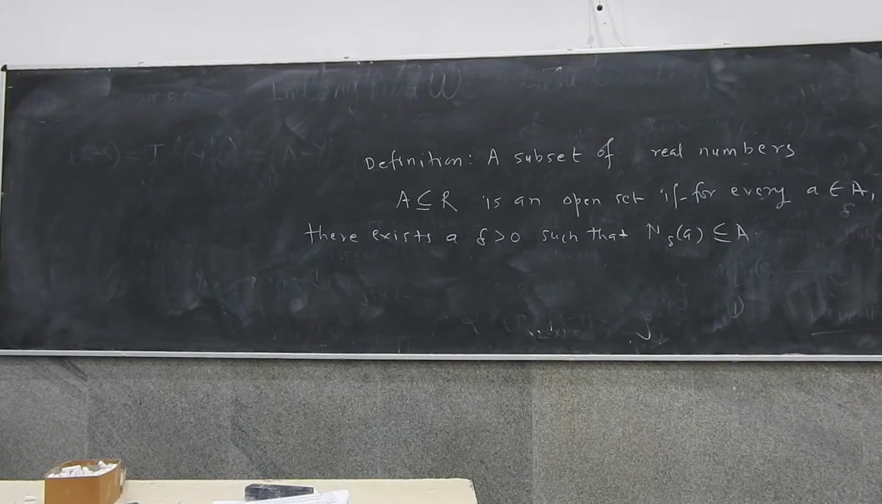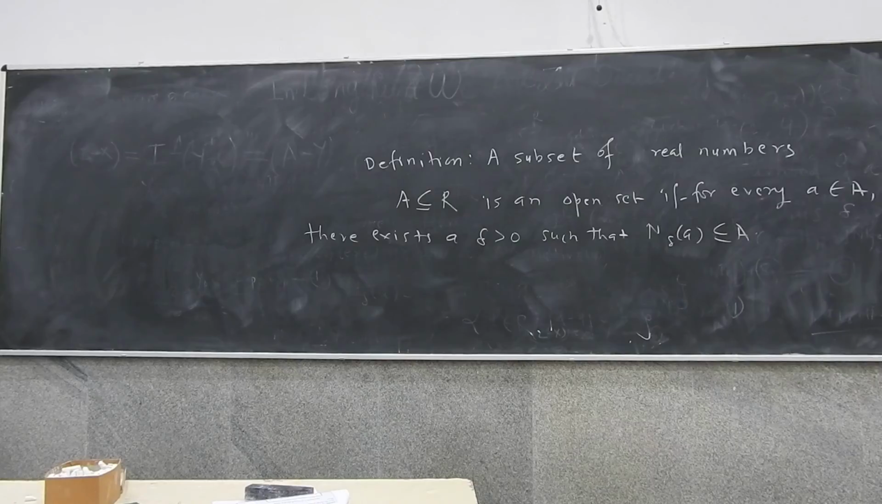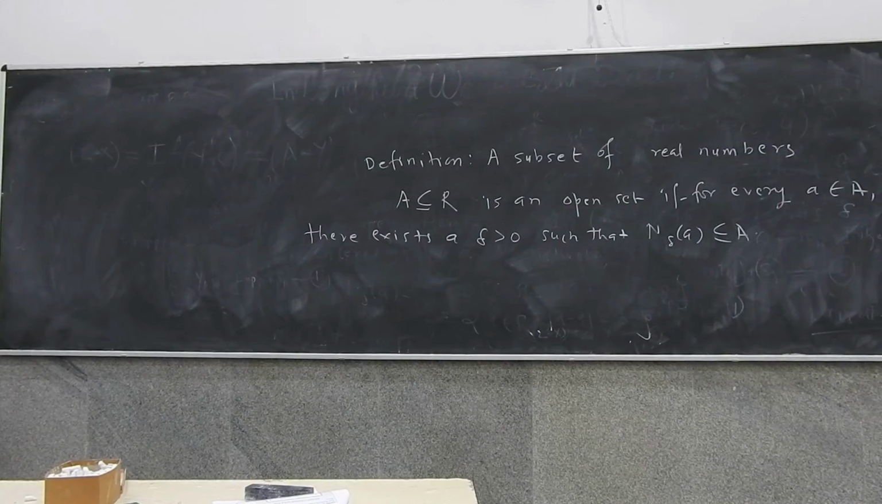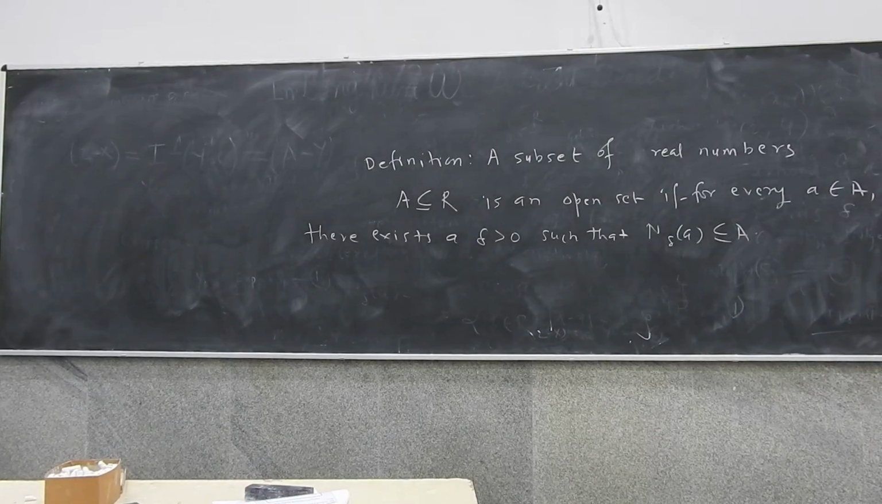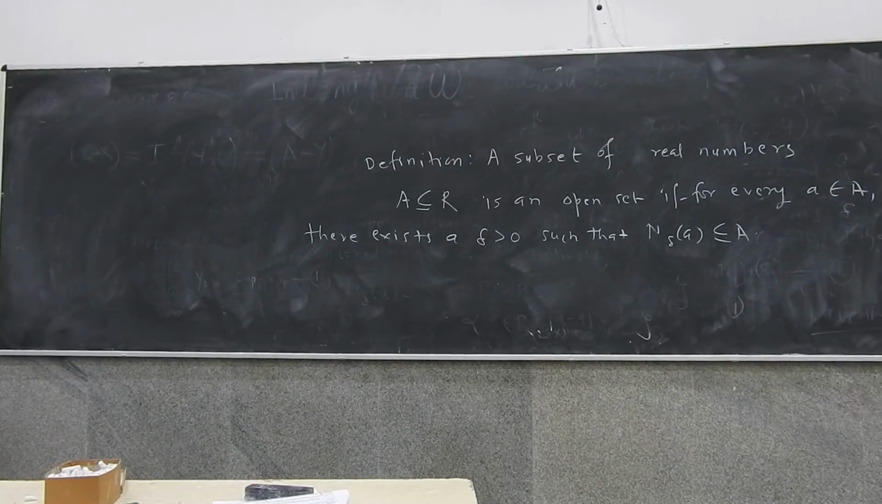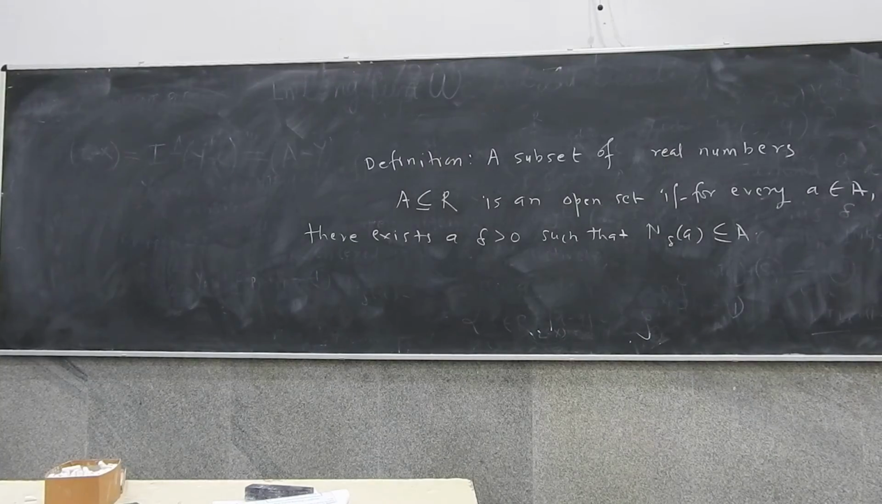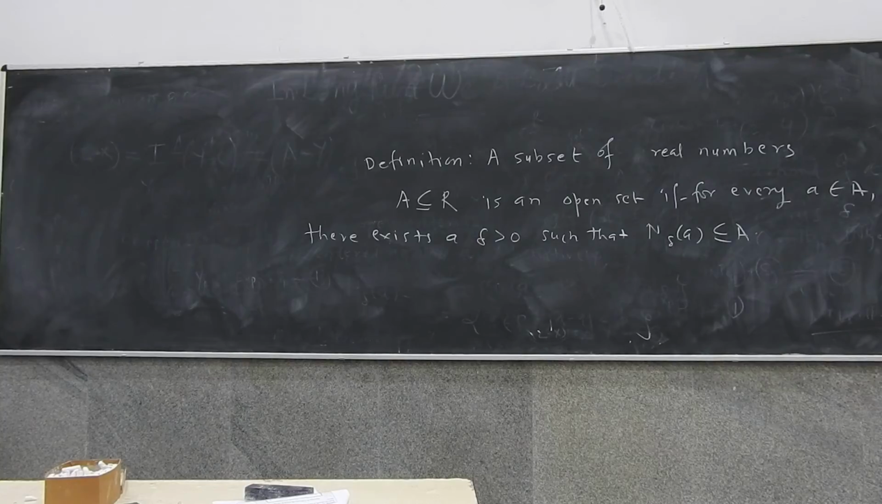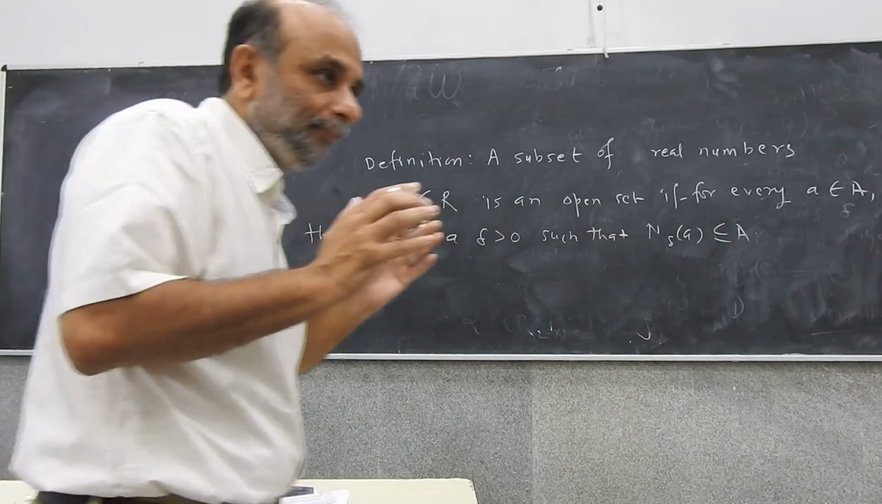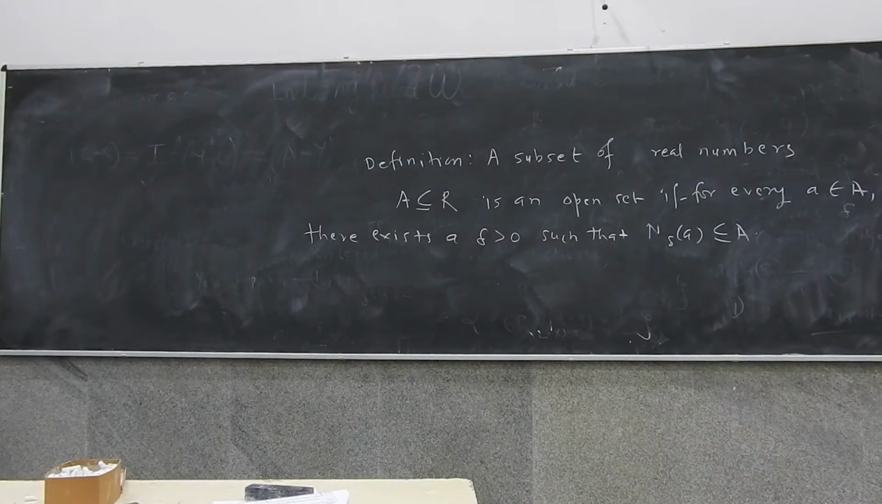So A is a subset of real numbers. All the elements in A are real numbers, so A belongs to R. And A is a set. A is an open set if for every element in A, there is a distance around it which is also a subset of A, so that it belongs to A. So basically, A will be an open set if every point of A is an interior point. This is just an alternative way of saying it.